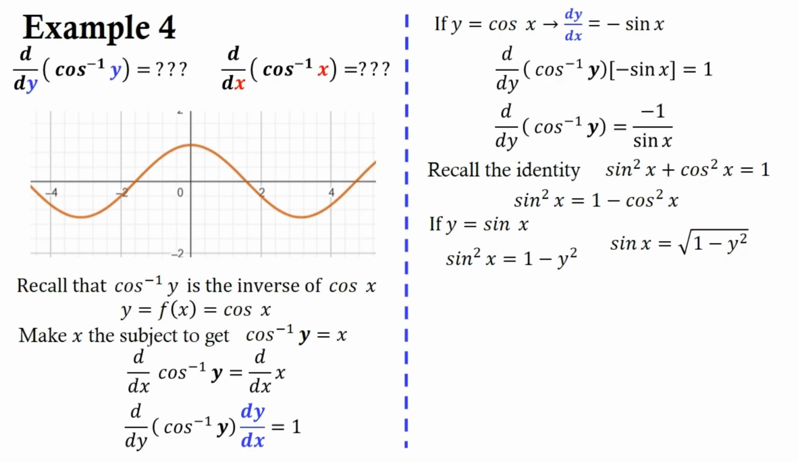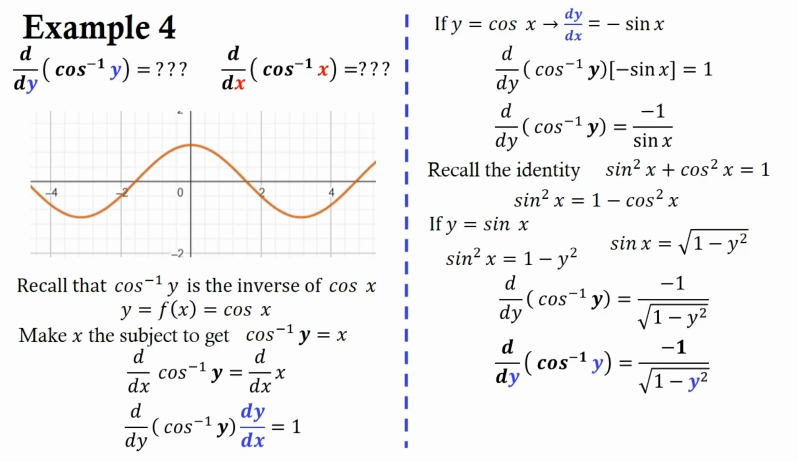So that takes us to our final destination, which is very simple. As you can see now, we can conclude that d/dy of cos inverse of y is equal to minus 1 divided by the square root of 1 minus y squared. So if you look at this very well, we can see clearly that d/dy of cos inverse of y is equal to minus 1 over square root of 1 minus y squared.